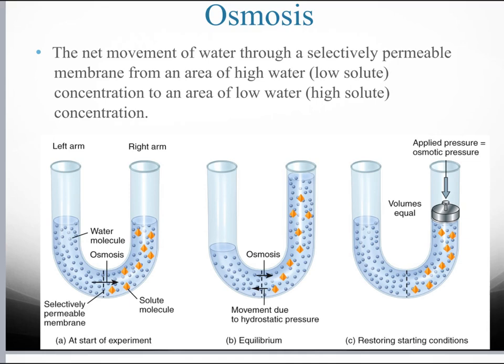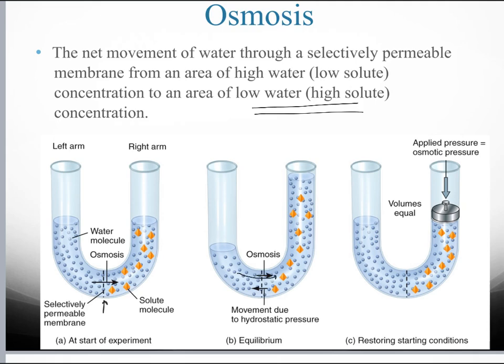We have a tube here, a left arm and a right arm. We have our selectively permeable membrane right here. We have an area of high concentration on the right side and a low solute concentration on the left side. So the question is, what's going to happen? Which way is water going to move? So look at the wording above. It is a selectively permeable membrane from an area of high water but low solute to an area of low water but high solute concentration. So here's our key. We're moving to a high solute. So water is going to go to the right.